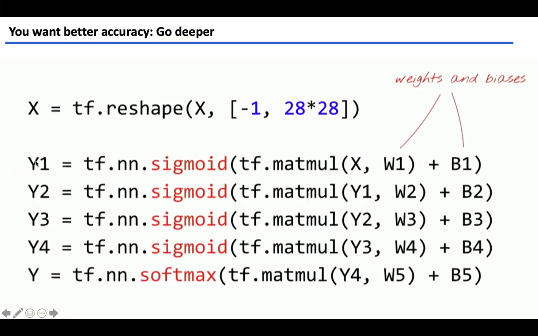So the output of the first layer Y1 will be the input to the second layer. Now when we go deeper, the way we stack those layers is as follows. The output of the first layer is input to the second layer, the output of the second layer is input to the third layer, and so on. So that's how we build a deep neural network. Then we perform softmax on the output of the last layer to find the predicted label.